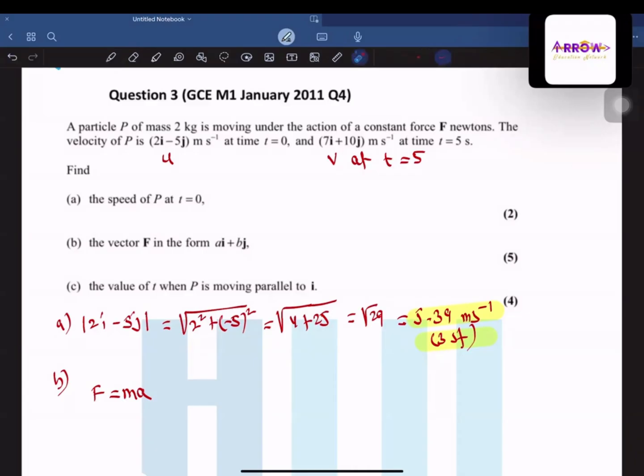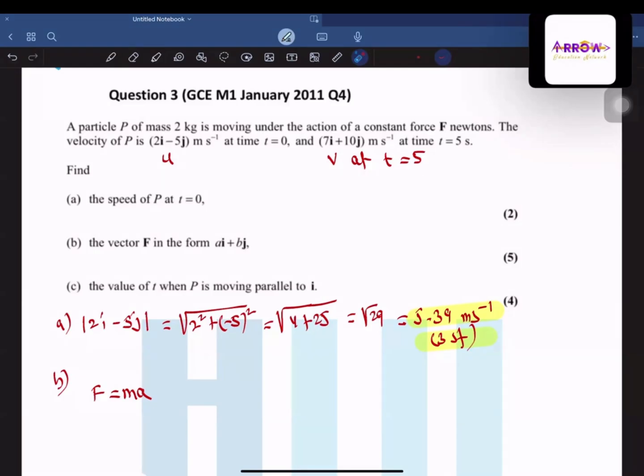What we know is the mass of the object, which is given to you in kg. Mass will be given in kg. If the mass is not given in kg, if the mass is given in grams or in tons, you need to convert it into kg. We need to specifically find the acceleration vector first.